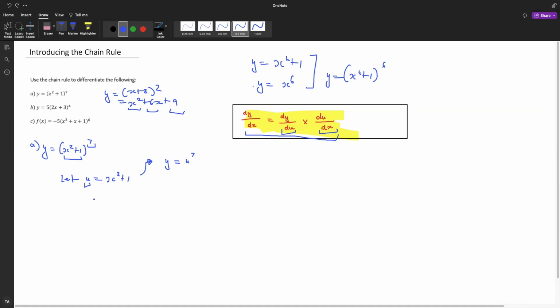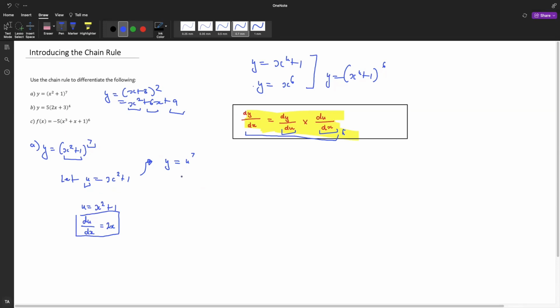Okay, so we know how to derive u is equal to x squared plus 1. So if we have u is equal to x squared plus 1, we know how to derive that. So du over dx is just equal to 2x. Okay, so we're going to save that, and keep that. So that's our du over dx that we need over here.